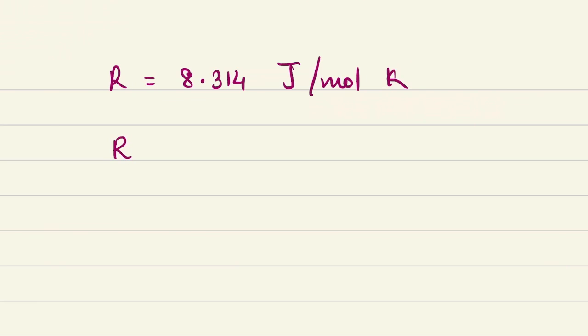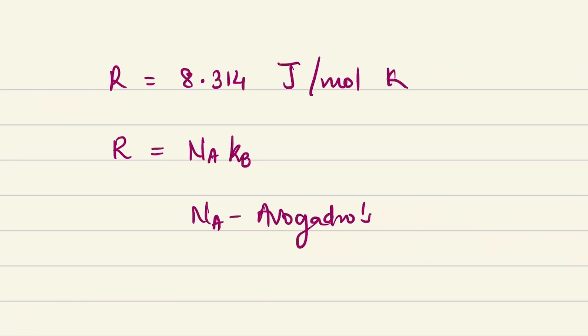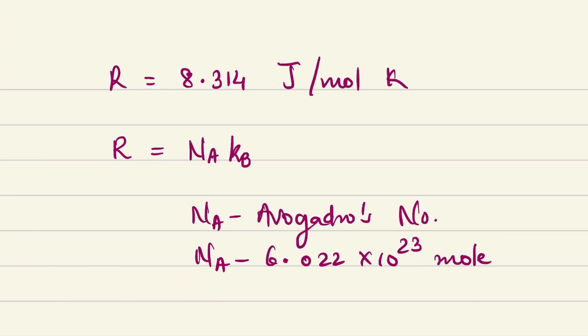And the universal gas constant, that is R, can also be written as Na into Kb. Now in this equation, all three terms are basically constants. That is, R is a constant, Na is also a constant, and Kb is also a constant. Here Na is called Avogadro's number, and this Avogadro's number's value is 6.022 into 10 raised to 23 number of molecules in a mole.